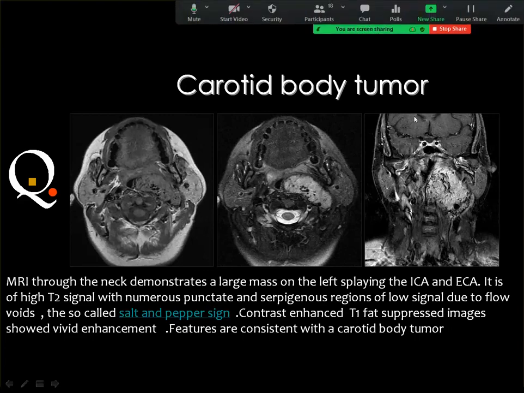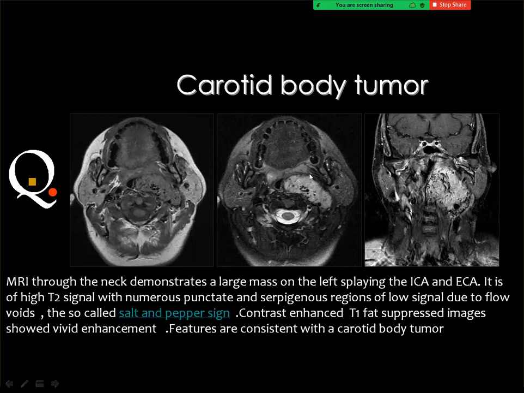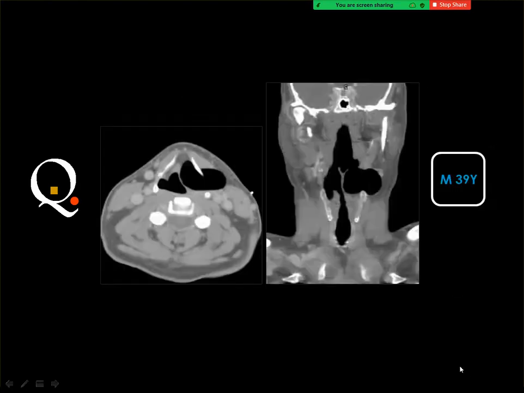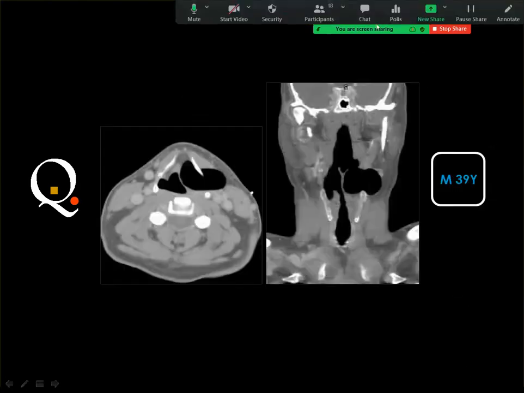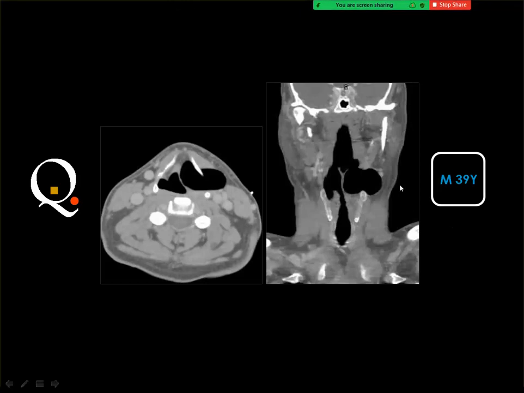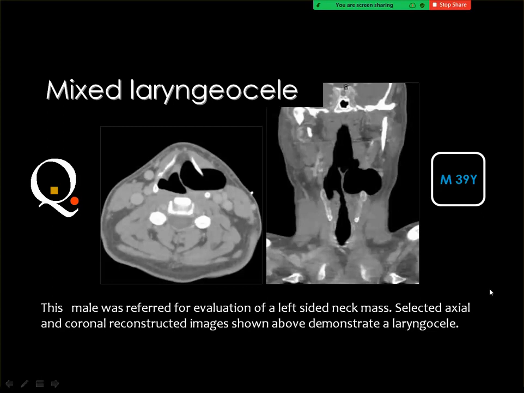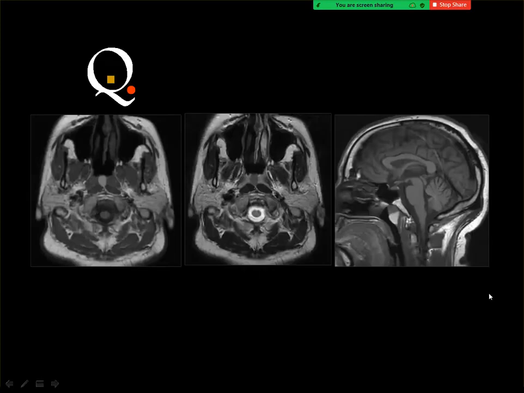This is actually a carotid body tumor because of the salt and pepper appearance with a bright signal of the tumor matrix, and the signal void vessels inside the tumor represent the pepper. Then this is a spot diagnosis of a laryngocele containing air, and this laryngocele has part inside the larynx and part outside the larynx, diagnostic of mixed laryngocele.